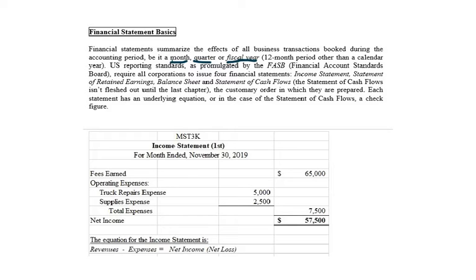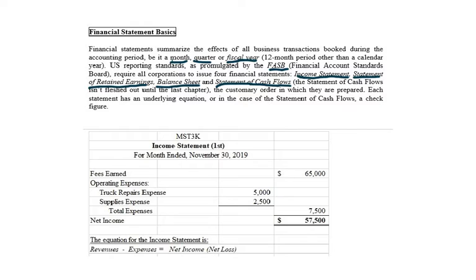All right, so as far as what you have to report by U.S. standards, the Financial Accounting Standards Board, abbreviated as FASB, requires all corporations to issue 4 basic financial statements. And this is the order in which they should be prepared, by the way. You have your income statement, statement of retained earnings, balance sheet, and then lastly, statement of cash flows, which we don't flesh out until the very end of the class. We'll talk briefly about it here, but just cursory coverage. Now, each of these has an underlying equation, which we'll discuss one at a time.